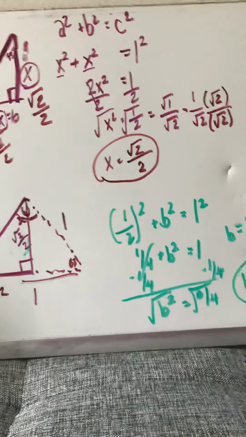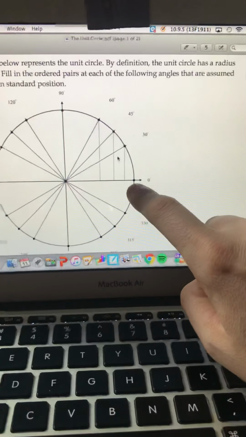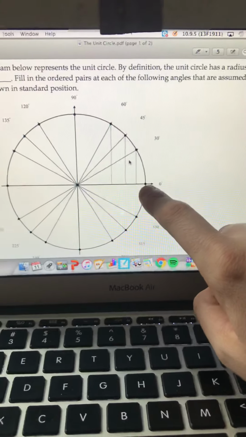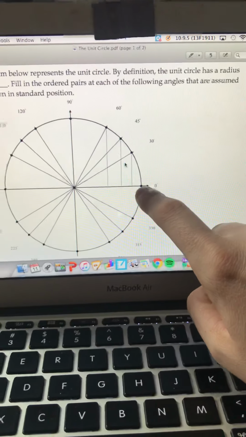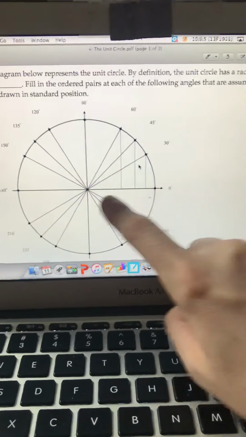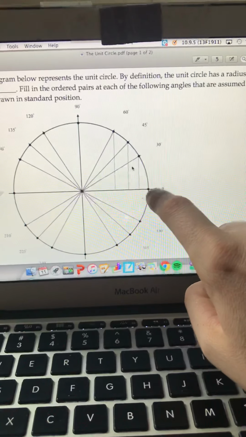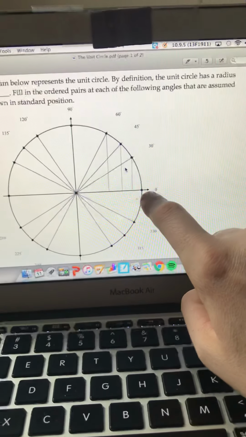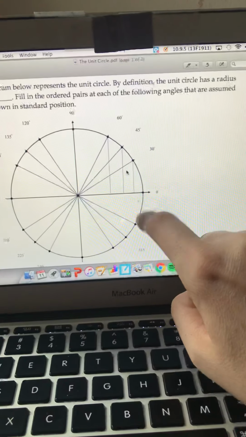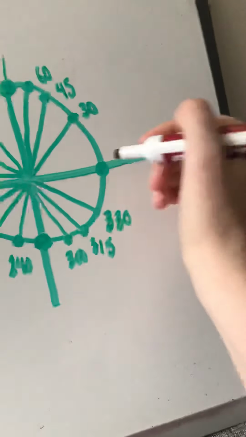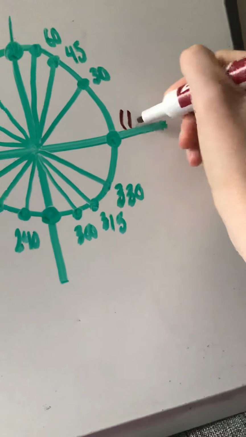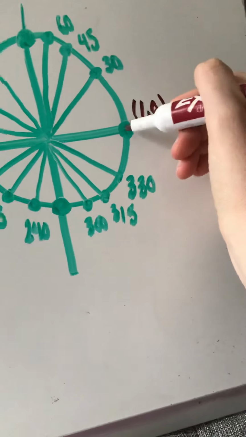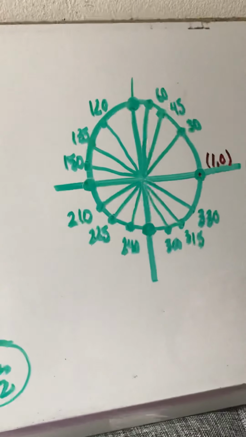All right, so let's do some exploring. First off, at 0 degrees here, if I wanted to write this as an ordered pair, my x value comma my y value. Well, since my radius here has a length of 1, I know that my x value here has to be 1. And I didn't move up and I didn't move down at all, so that means that my y value is 0. So we can go ahead and write this ordered pair here as 1, 0. That's what that is right there.